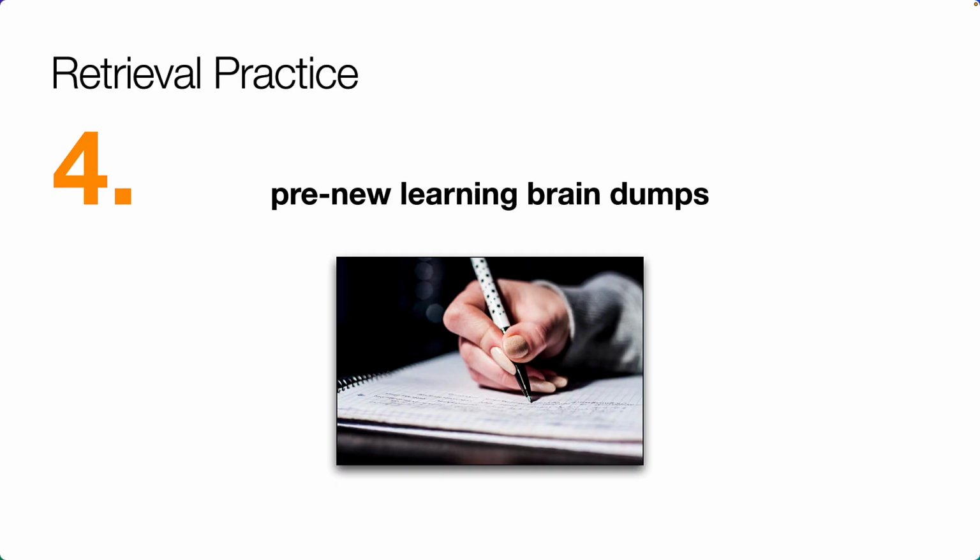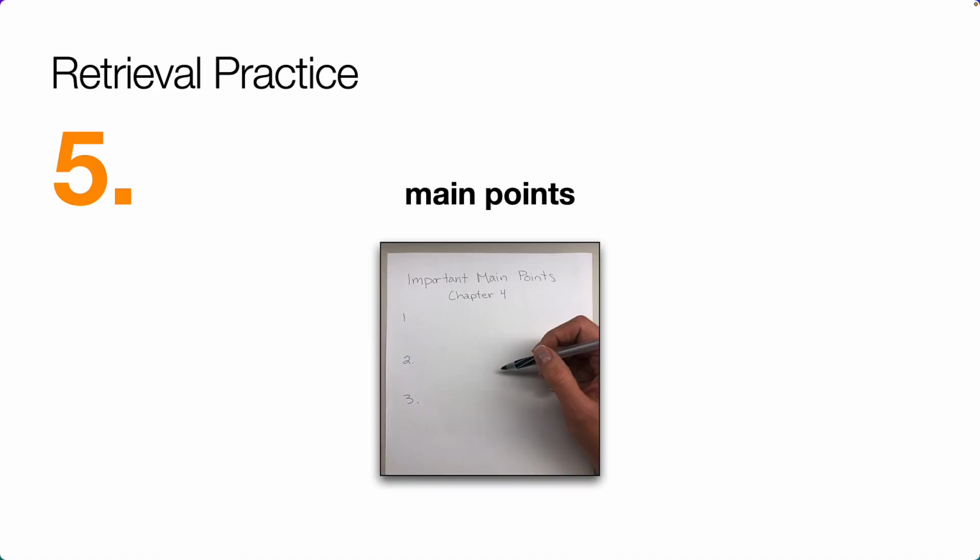This is great because it spaces out your retrieval practice, incorporating spaced learning, which we will talk about next. And we also know from research that if you activate relevant knowledge that you already know about before learning new material, you will learn that new material better. 5, main points is a variant of a brain dump, where rather than writing down everything you can remember, you're a little more selective and you try to focus on 3 or so of the most important main points of the reading or the lecture.